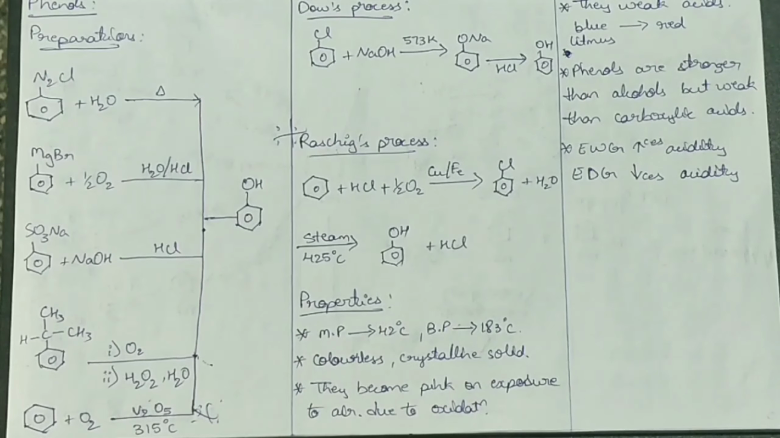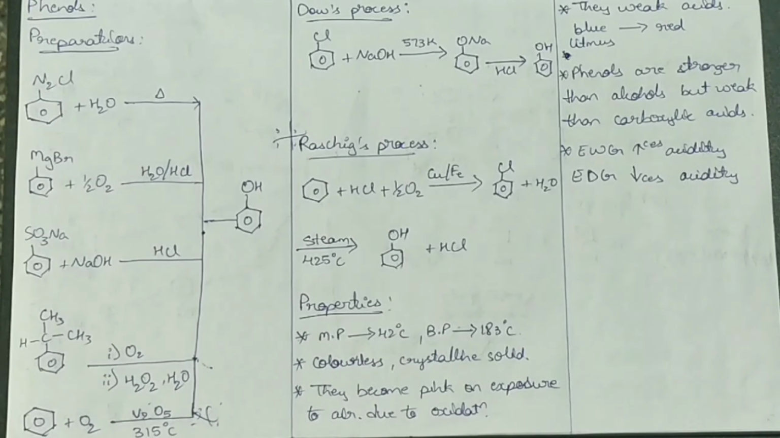So next, they are weak acids, where blue litmus paper will turn red when phenol is dipped. Next, phenols are stronger than alcohols but weaker than carboxylic acids. If an electron withdrawing group is present in the phenol, it increases the acidity of the phenol, whereas an electron donating group decreases the acidity of the phenol.